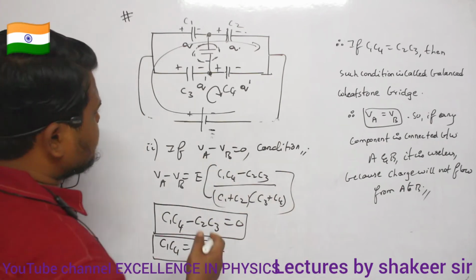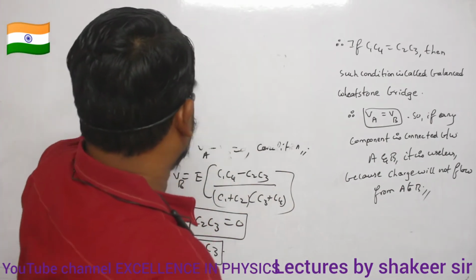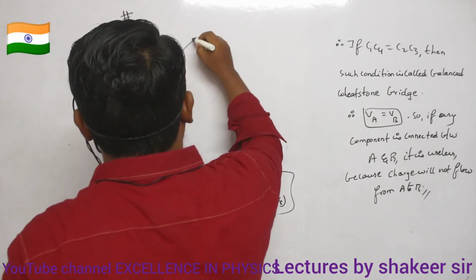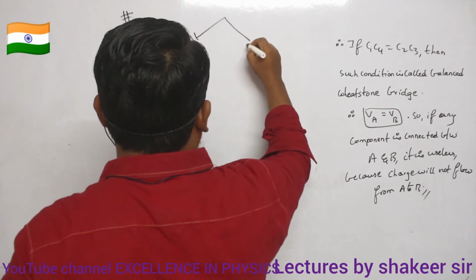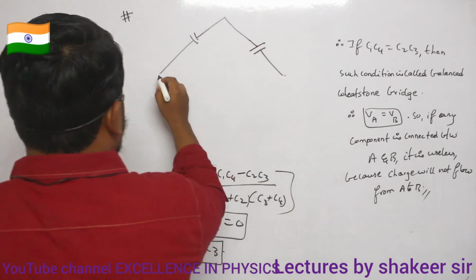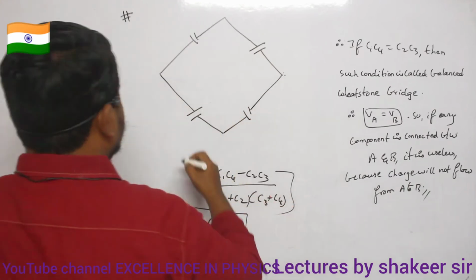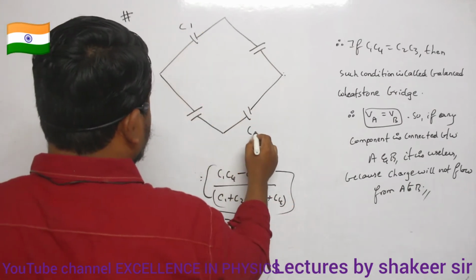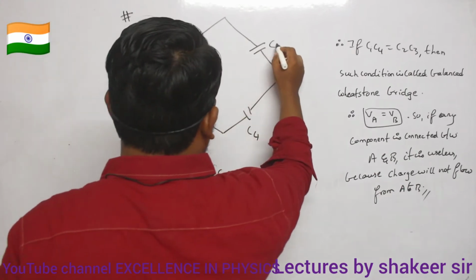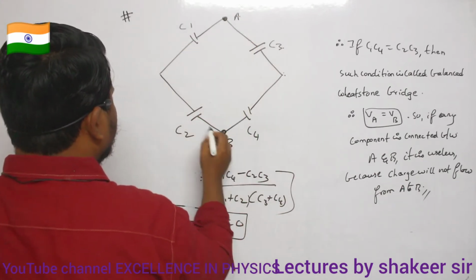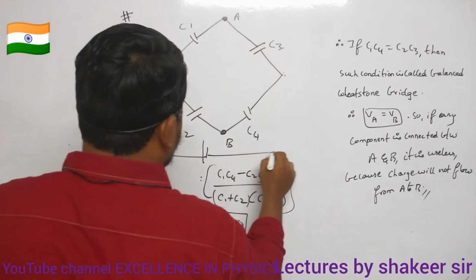Same Wheatstone bridge I can write like this also. Clear? Same Wheatstone bridge, how can I draw? I can draw like this. So this is one capacitor, this one is another capacitor. Clear, ma? So this is another capacitor and this one is another capacitor. Okay, so this is C1, this is C4, this is C2, this is C3. So where is my point A? This is my point A and this is my point B, and this is the battery which is being connected.